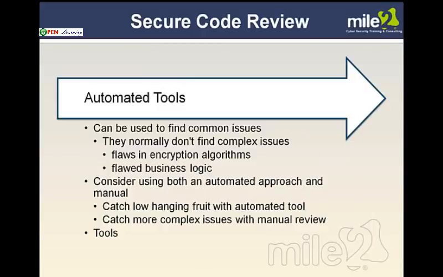We can also use automated tools to assist, but not be the end-all, to assist us in finding security issues that we may have. They don't normally find complex issues, but they can still assist us. We could have flaws in our encryption. So really, using a combination would be the way to go. The automated could catch some things. The manual methods could catch some things. We're looking for the low-hanging fruit with the automated tool. For complex issues, it may require a manual review.